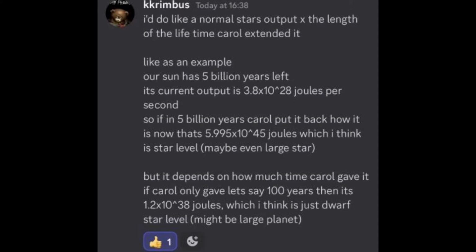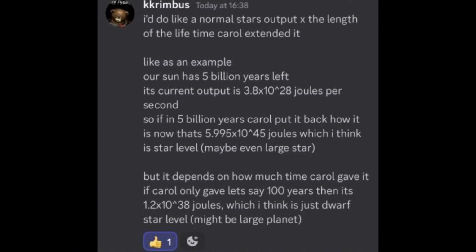For example, our sun has 5 billion years left. Its current output is 3.8 times 10 to the power of 28 joules per second. So if in 5 billion years Carol put it back how it is now, then that would require an output of 5.995 times 10 to the power of 45 joules, which would roughly equate to star or large star level. However, it depends on how much time Carol gave it.